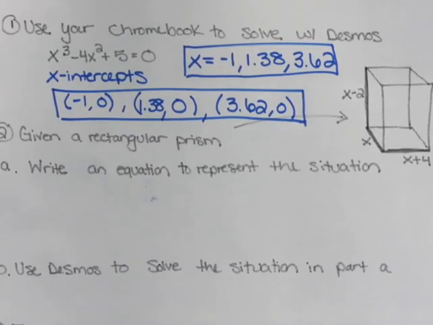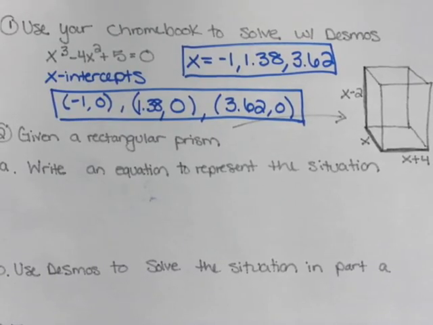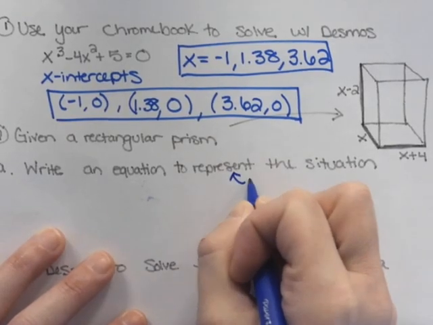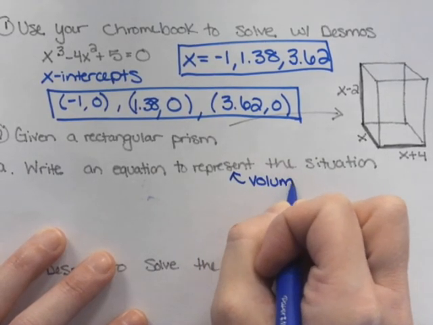All right, we have got a rectangular prism, which is basically like an Amazon box on your porch. Okay, so we have this thing sitting here, and we want to write an equation to represent it. And in particular, we're working with the volume.